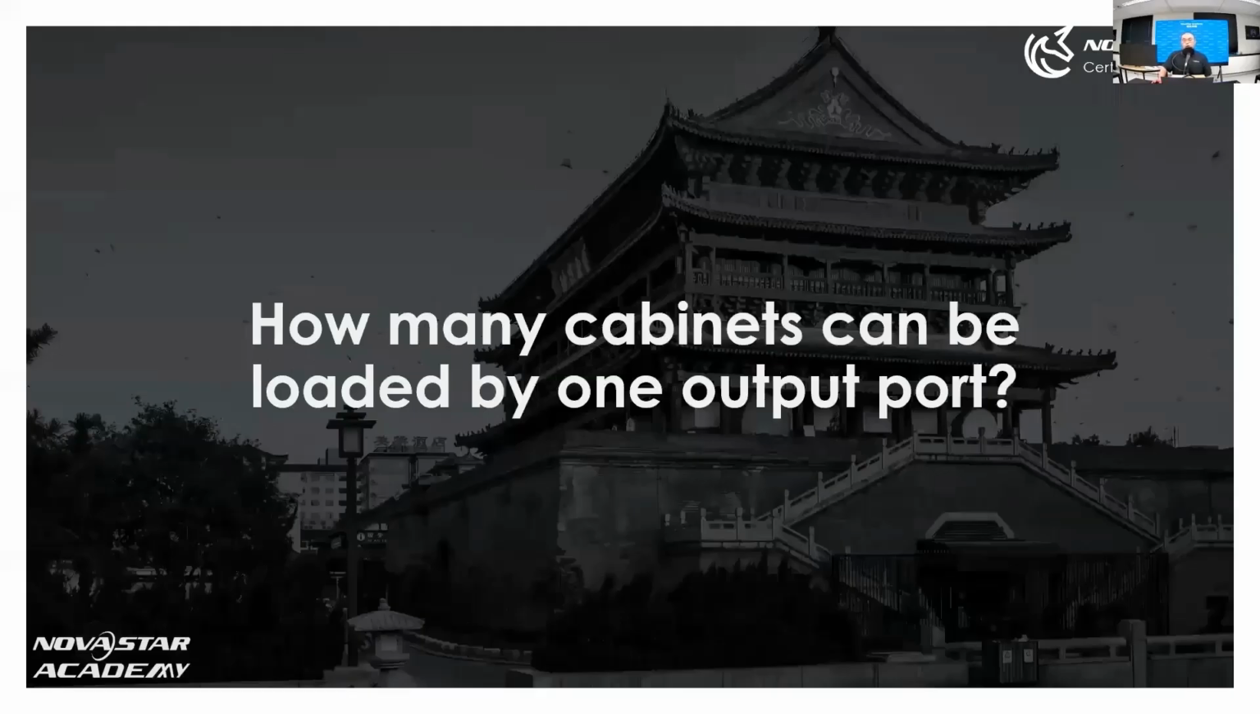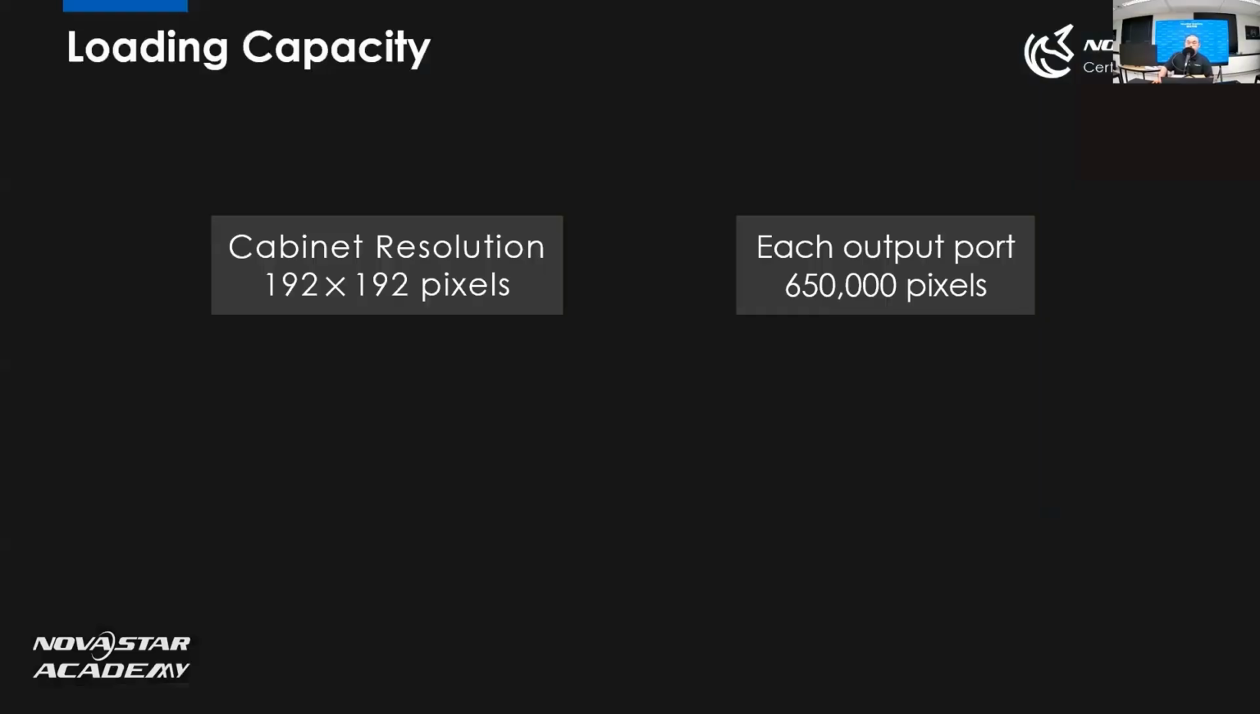But how can we know how many cabinets can be loaded by one output? This will be the question, right? We need to know how to calculate it. We need to know the steps we're going to take to calculate it. So here we have an example where the cabinet resolution is 192 by 192 pixels. For each output, that is 650,000 pixels.